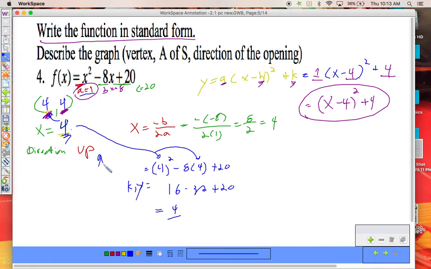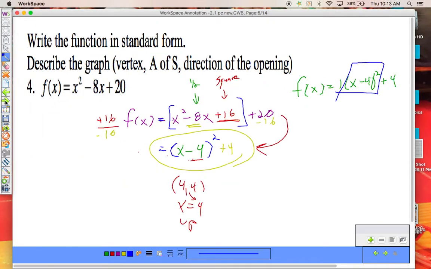All right, so to write that in the correct form, I plug in my a, which we said was 1. My h is 4, my k is 4. Clean it up, and I get this. All right, going quick. Slow down and pause it if you need to. Another way to do this.